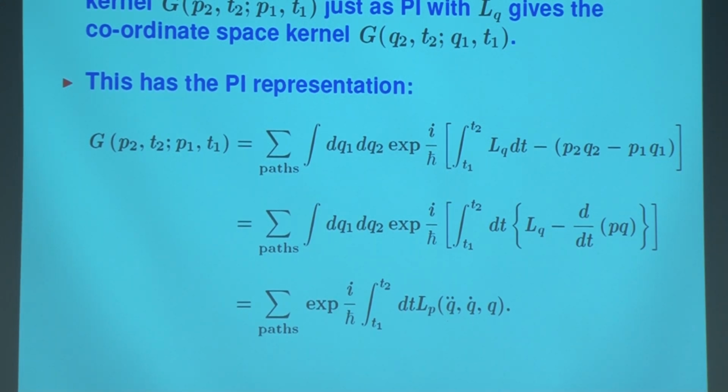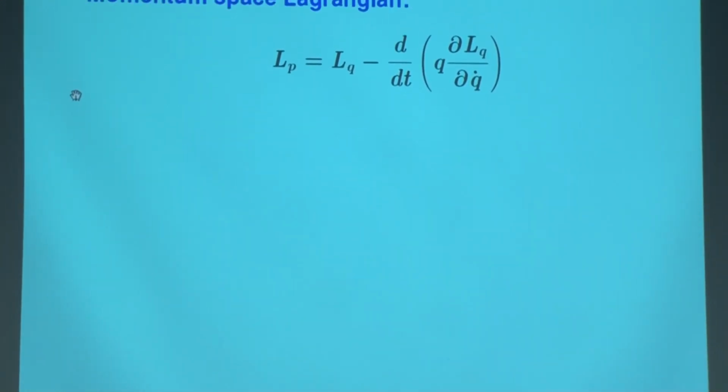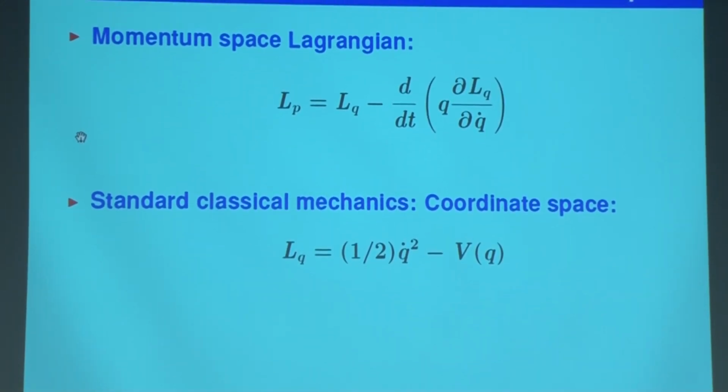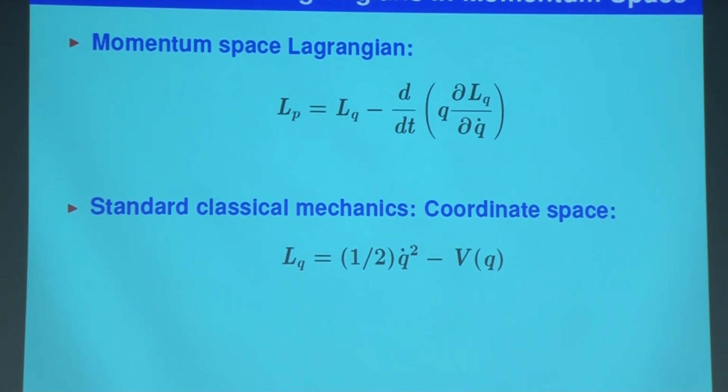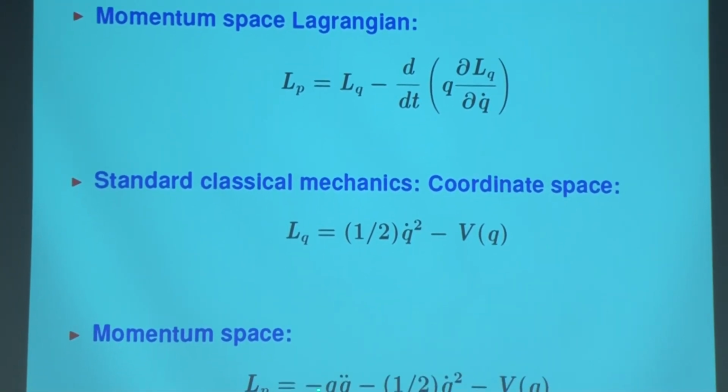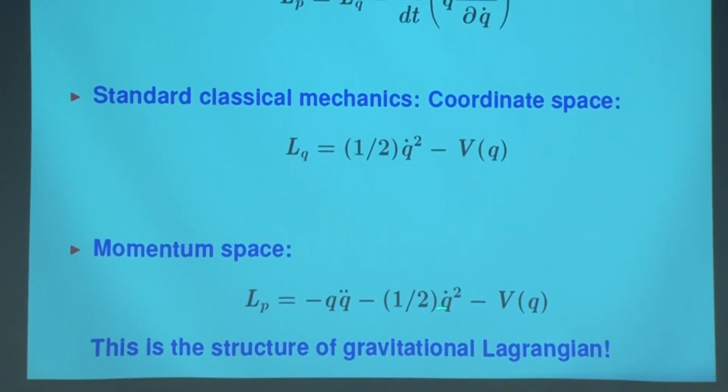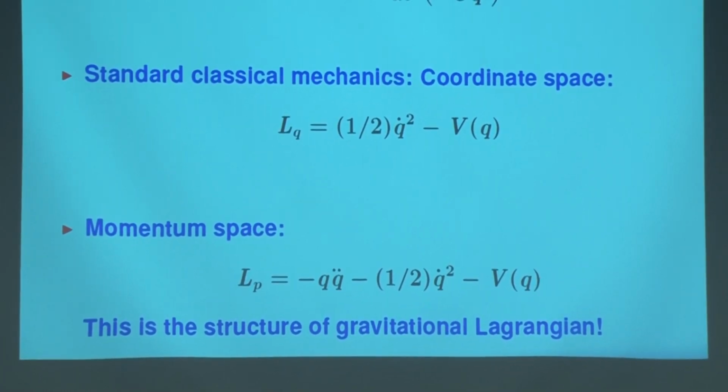The reason I spend all this time is that the topic of the lecture series is quantum theory and gravity. So, this is the quantum theory part, and the gravity part is that the gravitational Lagrangian, which we know has this structure. But this is just an example: if you start with the standard Lagrangian and you do this, the momentum space Lagrangian will have a q double dot minus half q dot. You can immediately work it out.